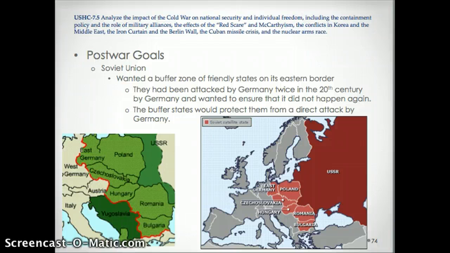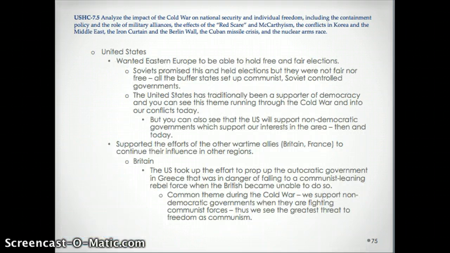The Soviet Union wanted a buffer zone of friendly states on its eastern border. They had been attacked by Germany twice in the 20th century, and they wanted to ensure that that didn't happen again. So the buffer states would protect them from a direct attack by Germany. And those are included over here, the picture on the right. Both those pictures actually show who those buffer states would be. And these would be communist governments that would protect the Soviet Union.